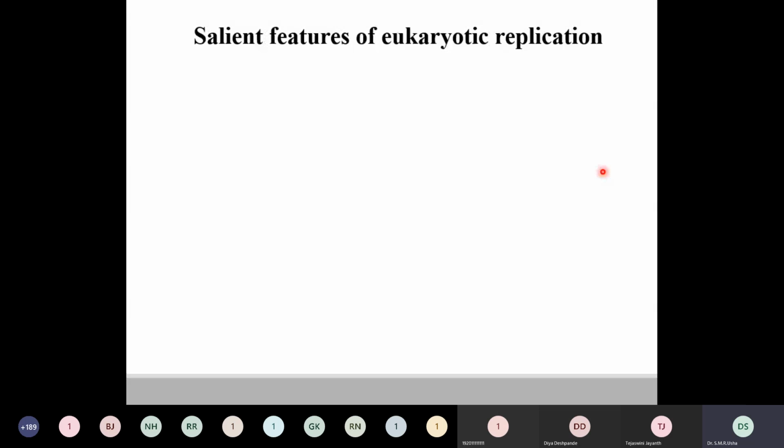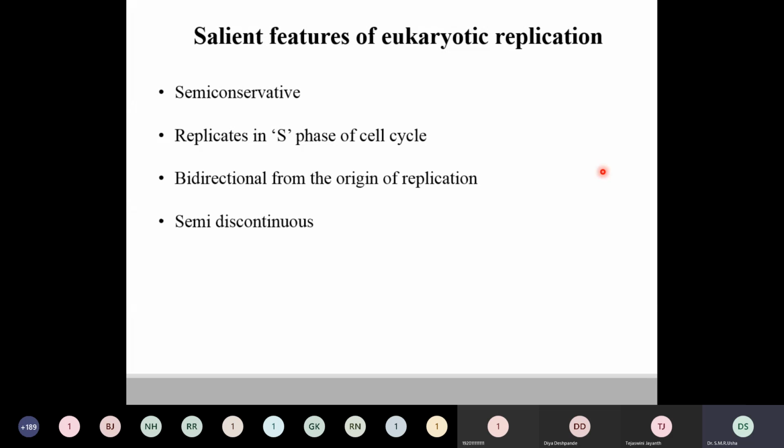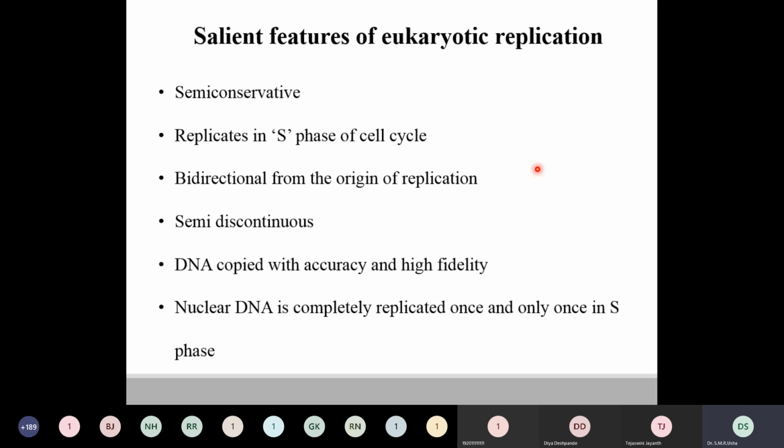Coming to salient features of eukaryotic replication, semi-conservative. I'll explain these two in the next few slides. Replicates semi-conservative, replicates in the S phase of the cell cycle. I think you know about cell cycle. There are 4 distinct phases of cell cycle. So replication occurs in the S phase or the synthetic phase. Replication proceeds bidirectionally from the origin of replication.